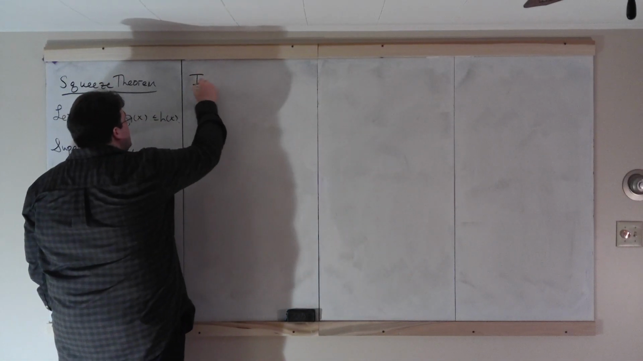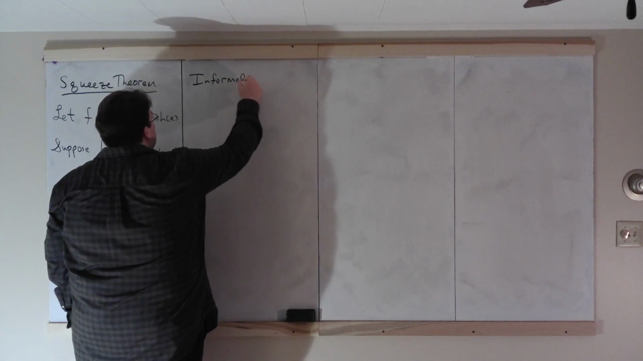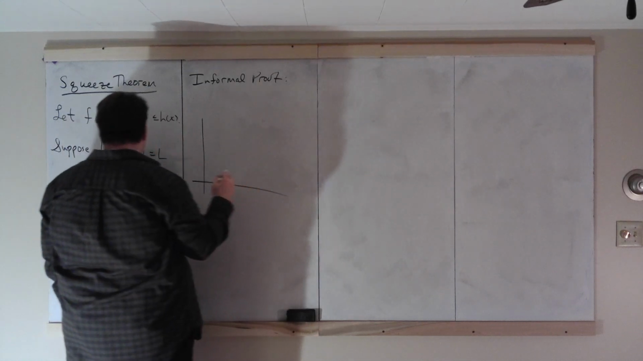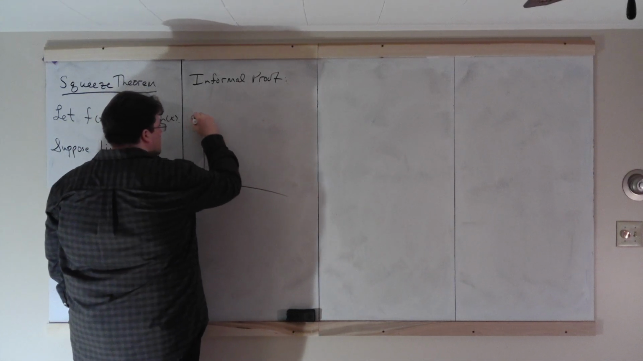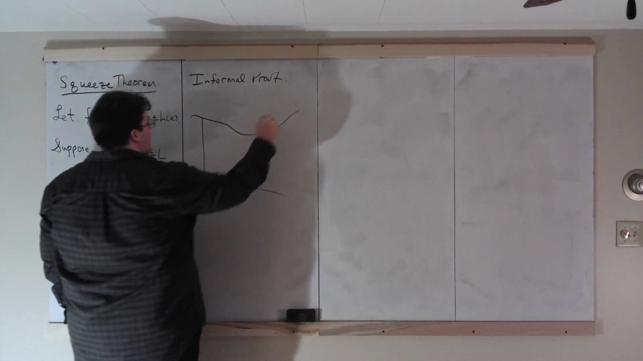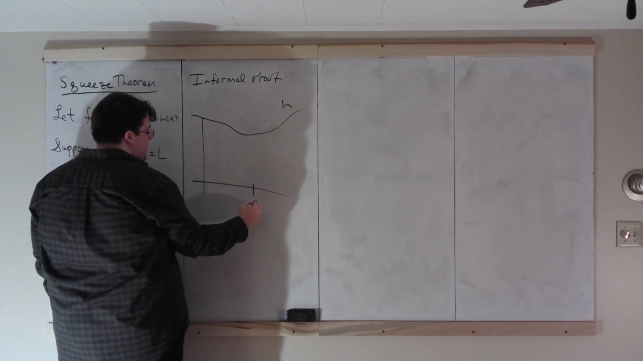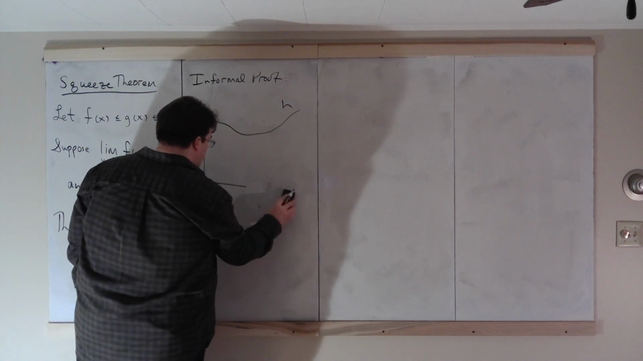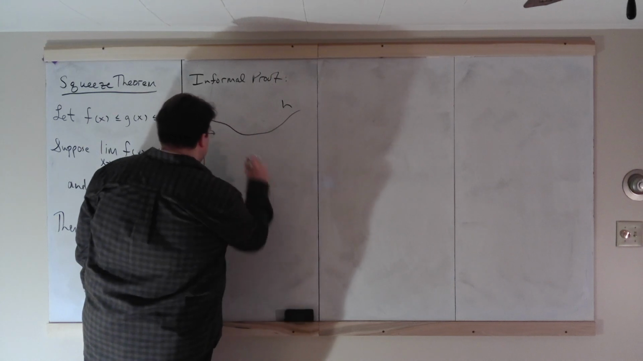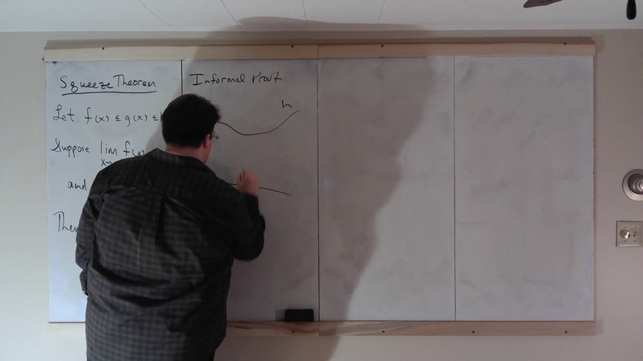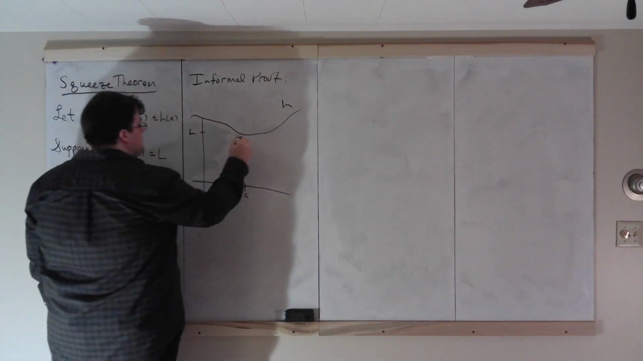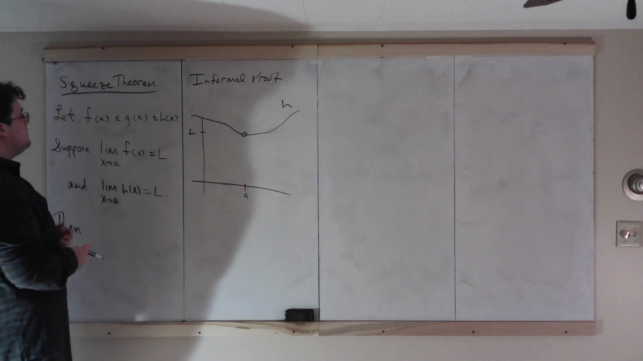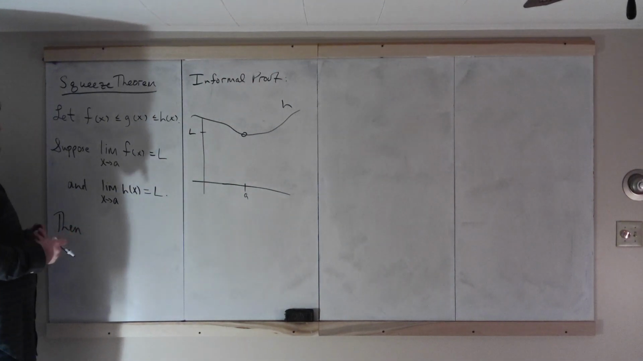Well, let's call this an informal proof of the Squeeze Theorem. Let's draw f of x and h of x. Let's start with h of x. H of x could look something like that. All we know about h of x is that as x approaches a, h of x approaches L. It doesn't have to be defined at a, but the limit as x approaches a of h of x is L.